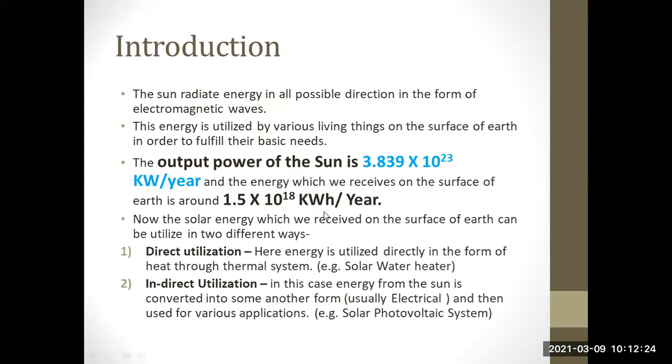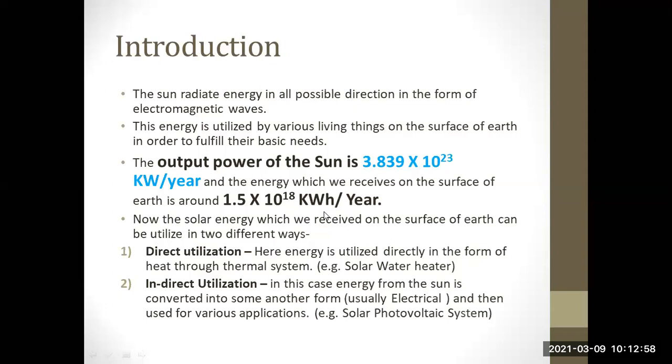When I say that we are trying to utilize the energy which we receive on the surface of earth from the sun via direct utilization mode, that means we are straight away utilizing that energy without converting its form. We are not going to change the form of energy. If the energy is available in the form of heat, or in some thermal system, we directly try to find applications where we can utilize that energy without changing its form. The best example is solar water heater.